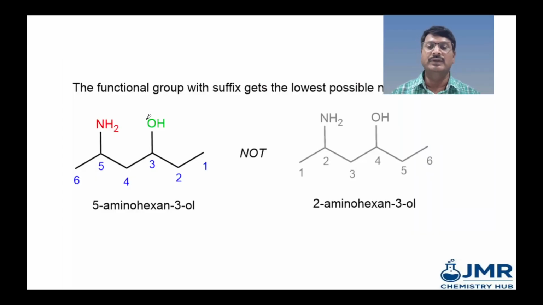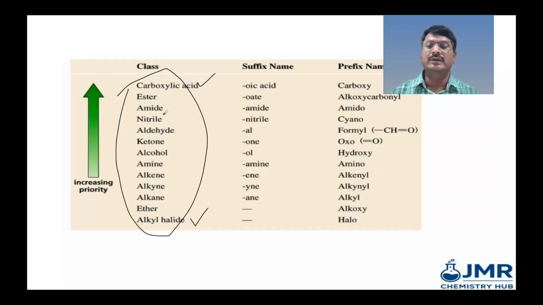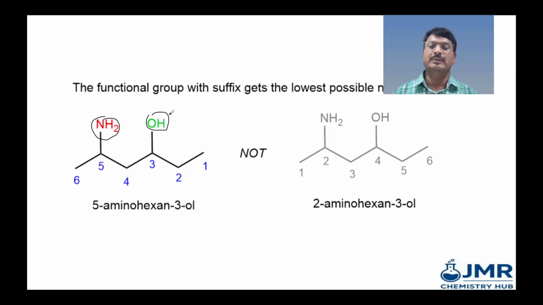So in this example, one is OH and another one is NH2. So amine and alcohol are there. Alcohol has higher priority than the amine group. So here alcohol is treated as the functional group and amine is treated as a substituent. When you use amine as a substituent, you use the prefix word for the amine, and when you use alcohol as the functional group, you use the suffix word for the alcohol. So OH is the functional group and NH2 is the substituent.